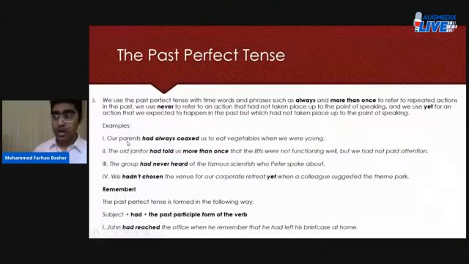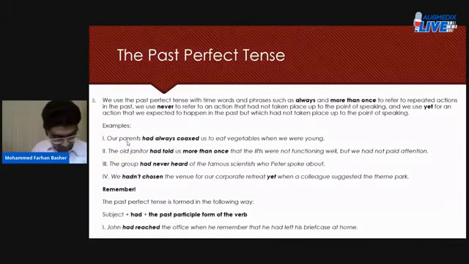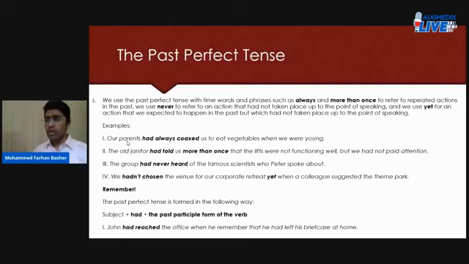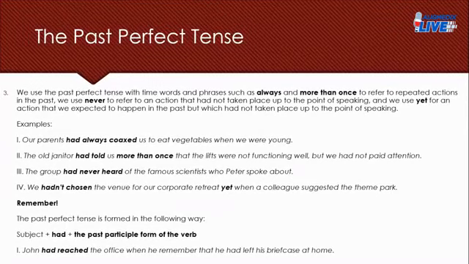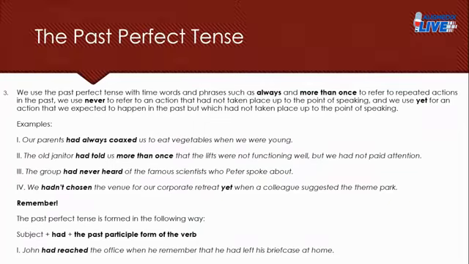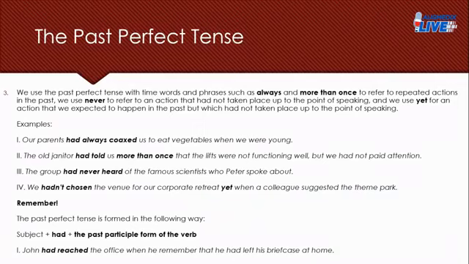We have the third past perfect tense rule. We use the past perfect tense with time words and phrases such as always and more than once to refer to repeated actions in the past. We use never to refer to an action that had not taken place up to the point of speaking. And we use yet for an action that we expected to happen in the past, but which had not taken place up to the point of speaking.